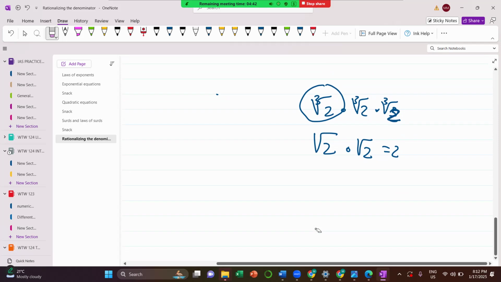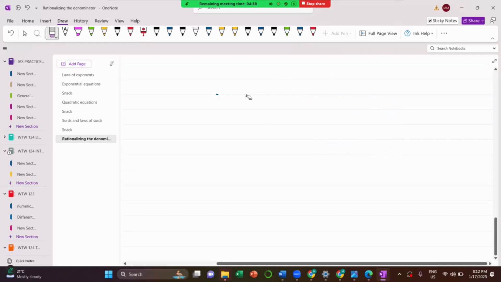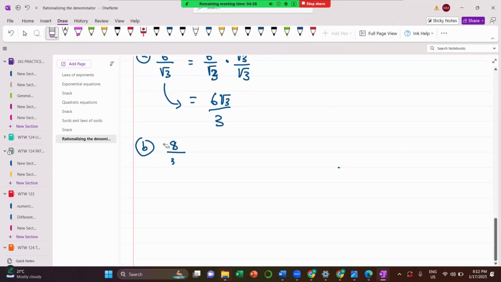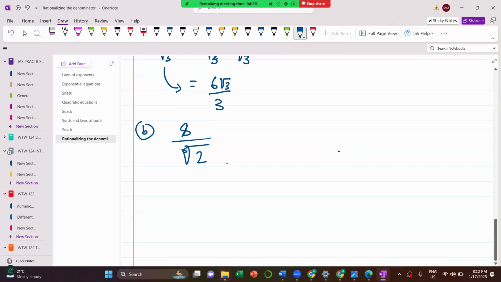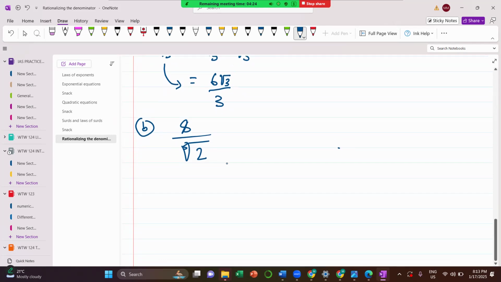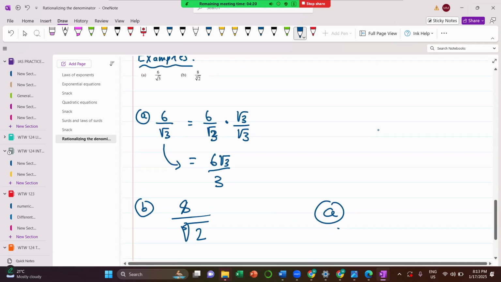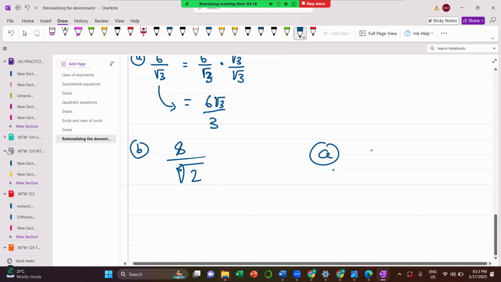Remember that I was giving you guys a second approach. It wasn't all one step. So you had 8 over cube root of what? 2, right? That's what you are given for letter B. And look at letter A. Letter A, you are given what? 6 over square root of 3.